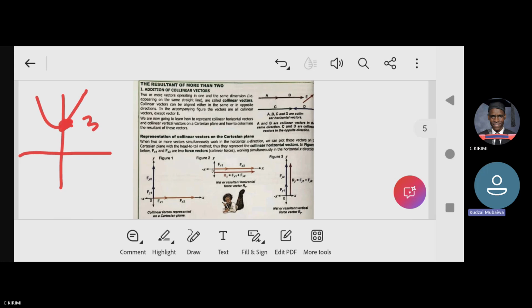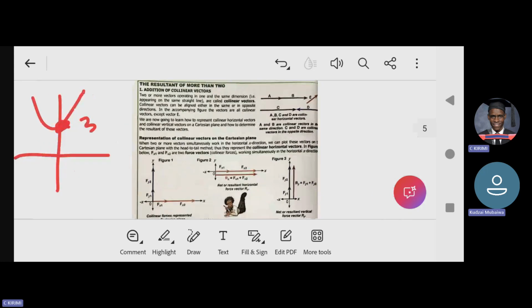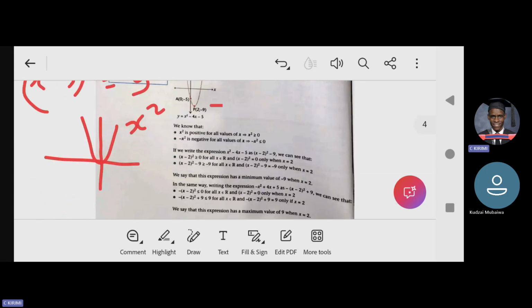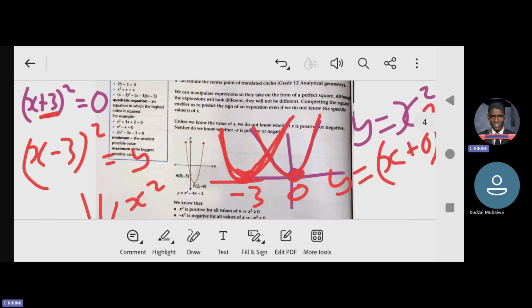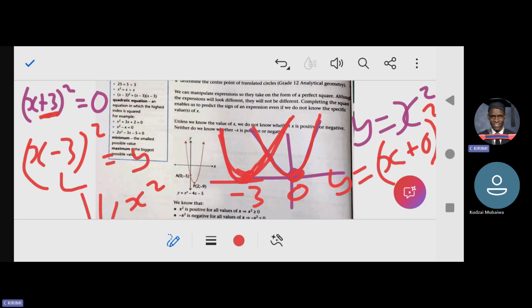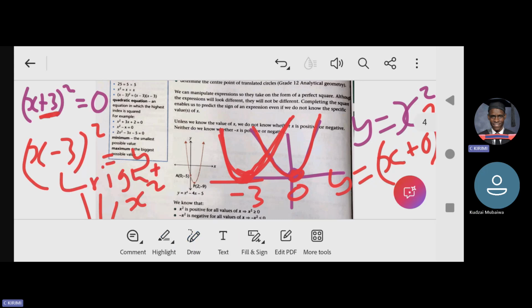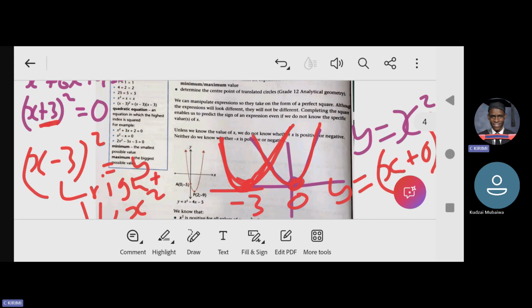If we add inside the brackets, that's when it moves left and right. If you say plus 3 in the bracket, you are moving to the left. It's always the opposite. It does not mean plus 3 moves to the right. No, plus 3 moves to the left. Then if it's minus 3, you are moving to the right. It's always vice versa. Any question? Yes, sir. Then the number that you add, which is not in the bracket, is the one that moves it up or down? Up or down. Okay.